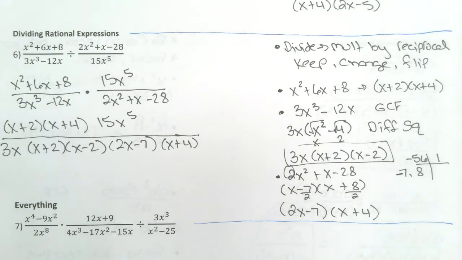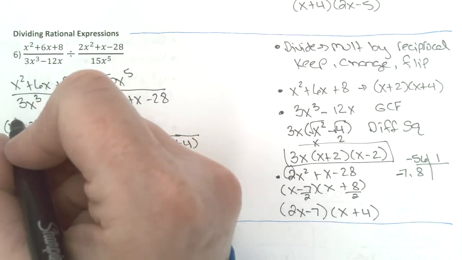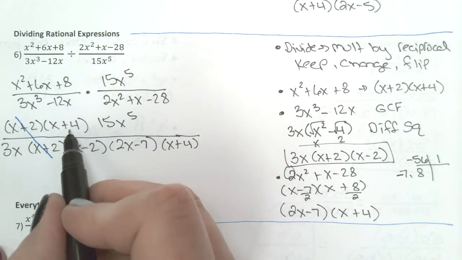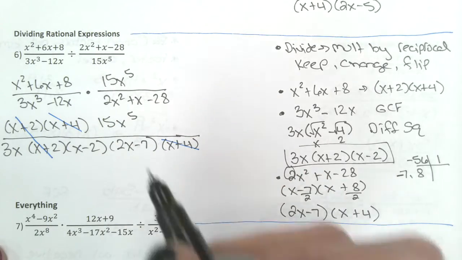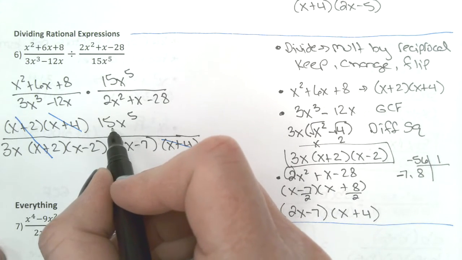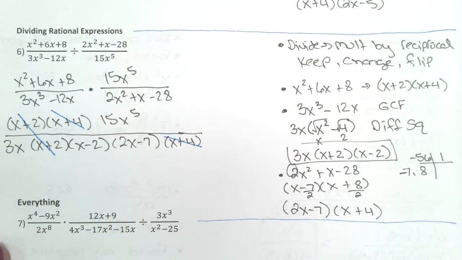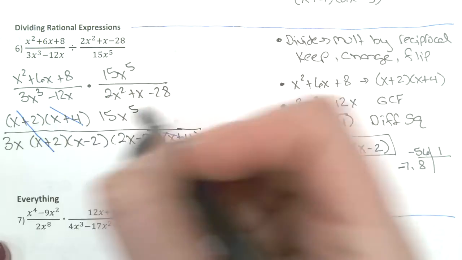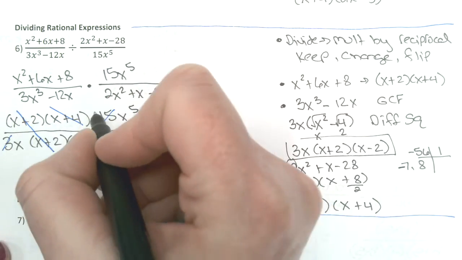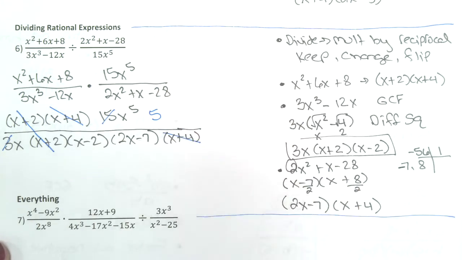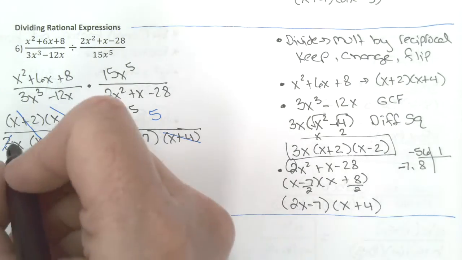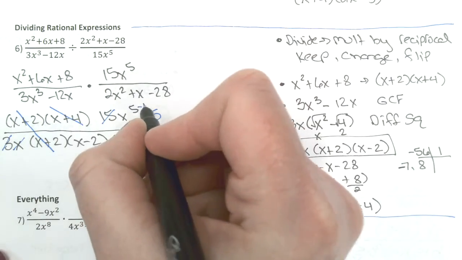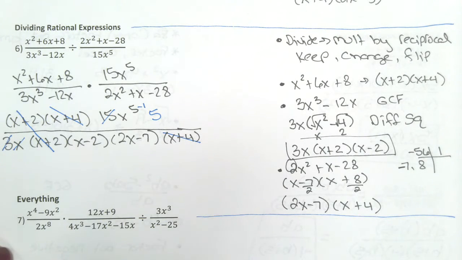Now let's go canceling. Do I have an x plus 2 on bottom? Yep. Those two are gone. Do I have an x plus 4 on bottom? Yes. Those are gone. 15. Do I have a coefficient on bottom? Yes, I have that 3. So 3 goes into 15 5 times. And then these variables also cancel. So when you divide variables, you subtract exponents. So I'm going to have to subtract off the 1 there.